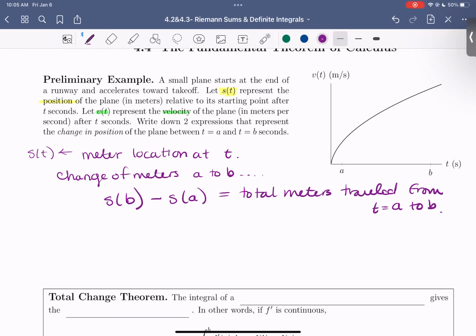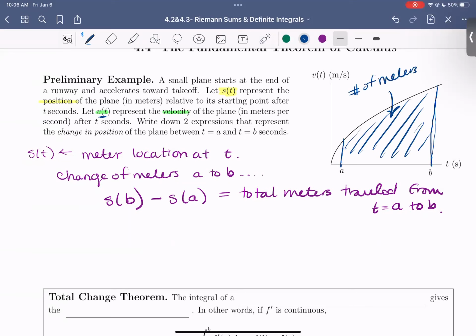So can we also come up with this measurement, the meters traveled from A to B, using the velocity function? Well, what we've seen in our class so far is that we can compute an accumulation of quantity, so meters in this case, by looking at the integral, or the area, under the velocity curve. So here's our rate of change function, V of t. So then the area from A to B under our curve is also going to tell us the number of meters traveled from A to B, from time t equals A to B.